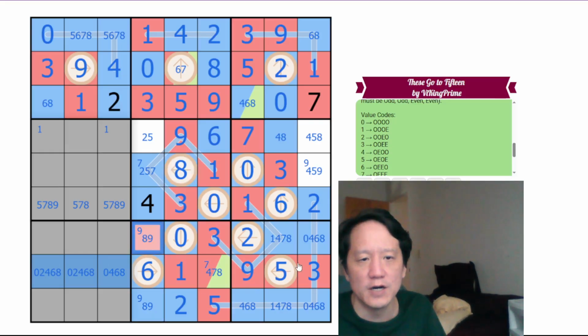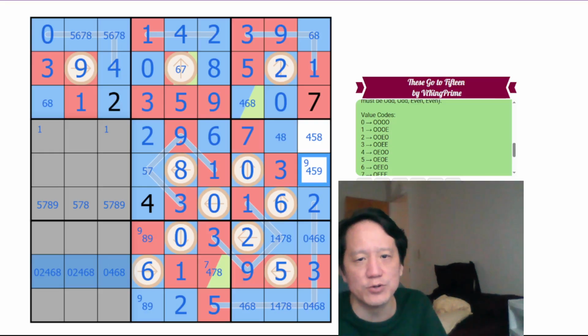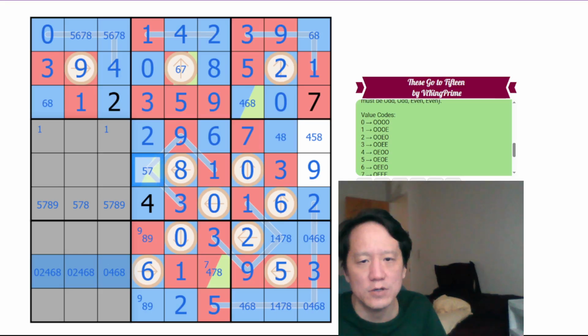This must be odd, and it's not. This has to have a 7 in it, but it must be an even value. So this must be Schrodinger. So this is 5 and 7, which means this can't be 5. This is 2 and is even. This is Schrodinger, so this cannot be Schrodinger here, so this must be 9. This is Schrodinger. This is Schrodinger then.